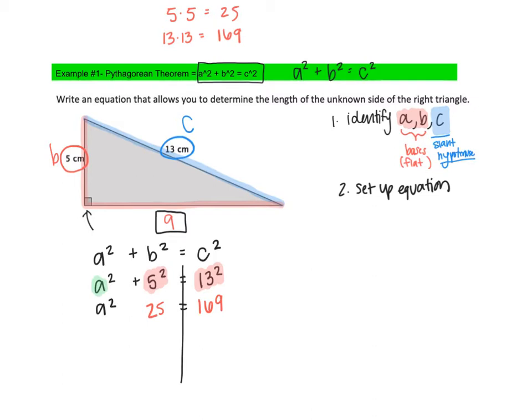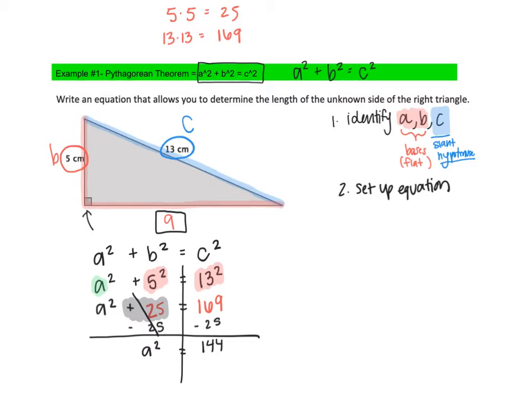Still trying to get that a by itself. Right now there's a plus 25 beside it, so I'm going to do the opposite of plus 25. I'm going to get rid of this and subtract 25 from both sides. Over here it cancels, and I'm left with a squared equals 169 minus 25, which in your calculator is 144. So what this means is that a times itself equals 144.